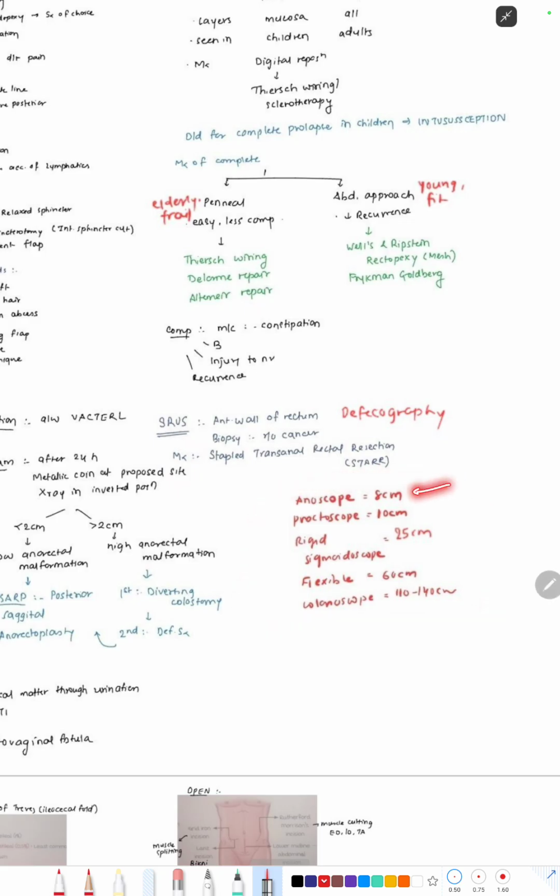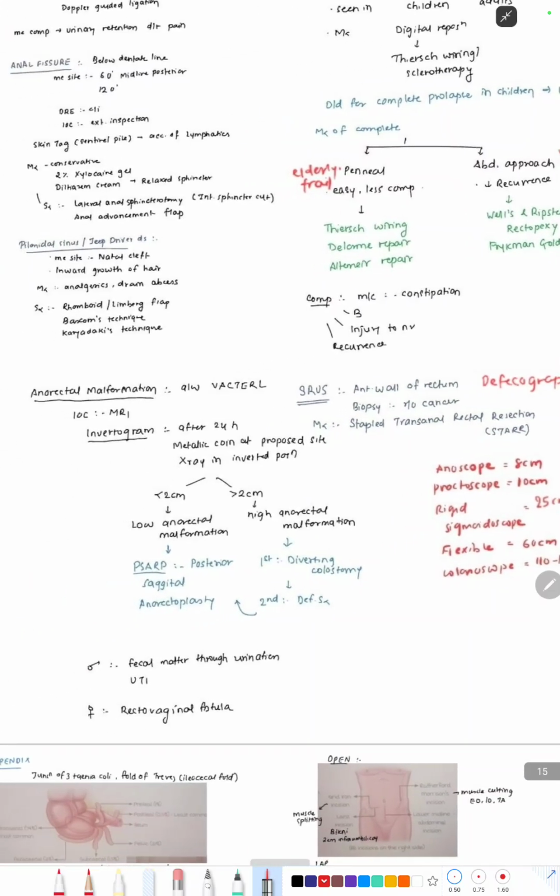Anoscope is used to visualize 8 centimeters. Proctoscope is used to visualize 10 centimeters. A rigid sigmoidoscope for 25 centimeters. Flexible sigmoidoscope 60 centimeters. Colonoscope 110 to 140 centimeters.